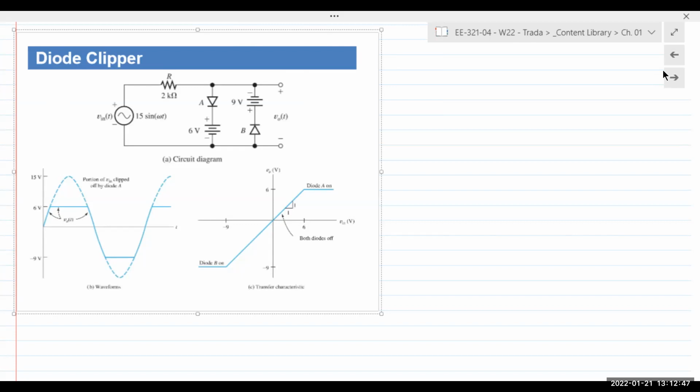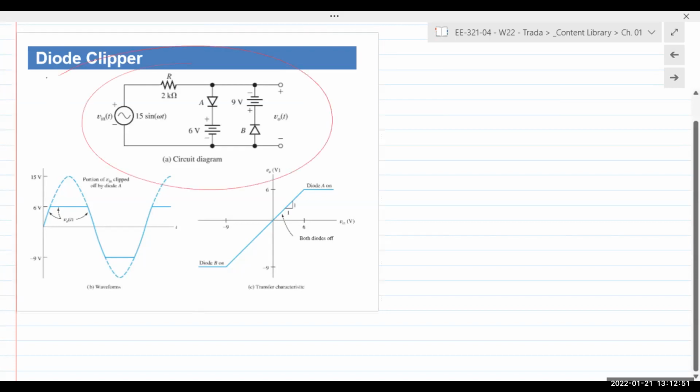So this is a basic clipper circuit. We have diodes going in both directions. So this can act as a clipping, wave shaping circuit for both the positive as well as the negative peak.